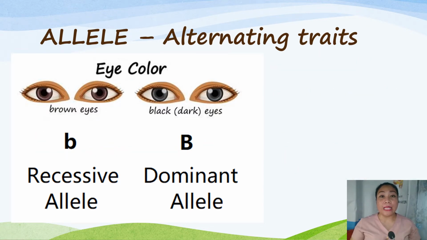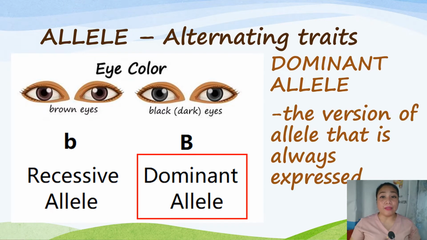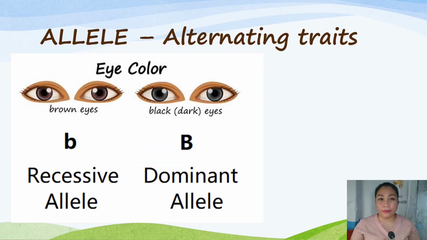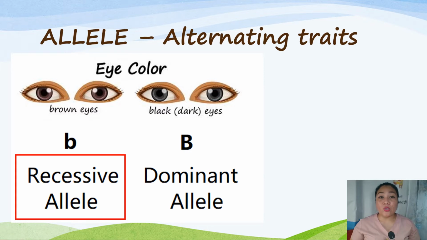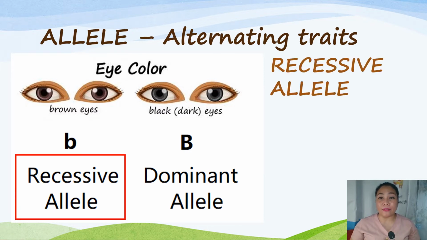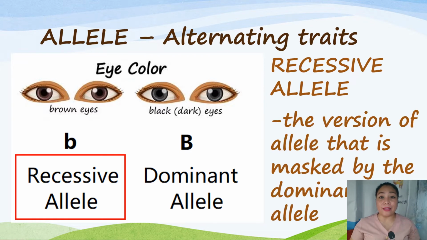The big B allele is the dominant allele. Dominant allele is the version of the allele that is always expressed phenotypically in an individual. The small b is the allele that is called recessive. Recessive allele is the version of the allele that is masked by the dominant allele.